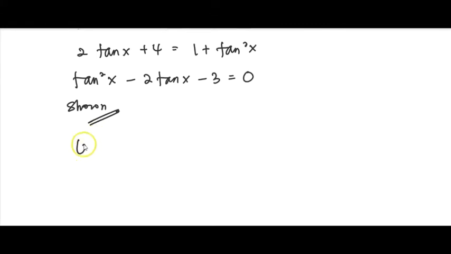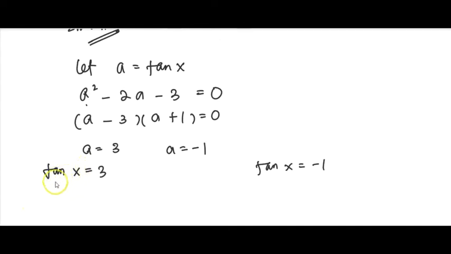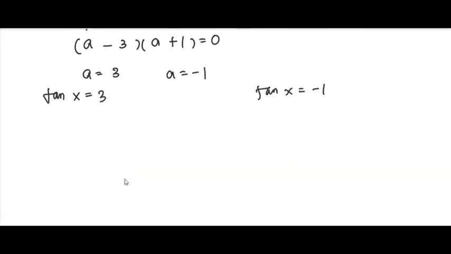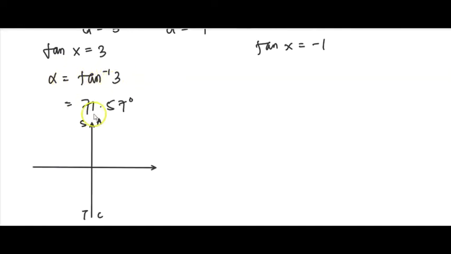To solve this equation, I will represent a as tangent x. So my equation will become a squared minus 2a minus 3 equals 0. Then we try to factorize, and so here I have tangent x equals 3 and tangent x equals -1 to be solved. For tangent x equals 3, get your basic angle, that is arctangent 3. I got the basic angle 71.57, and locate my x in the first quadrant and the third quadrant because tangent takes the positive sign.